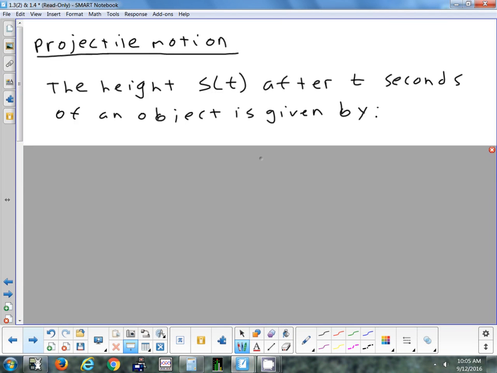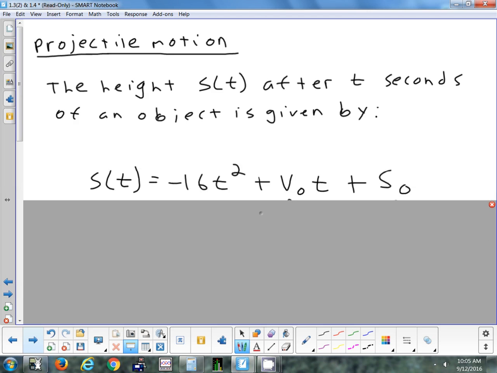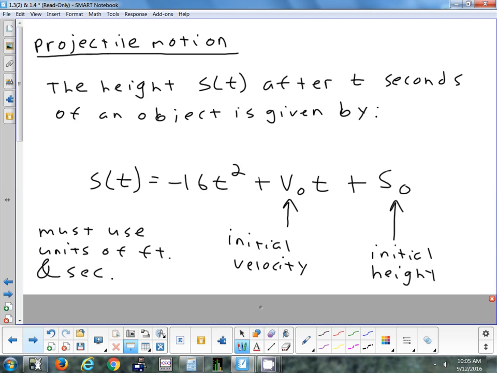Okay. All right, so this is the formula that we use for projectile motion. Okay, if you're taking physics, you'll see this formula. This negative 16 might be a different number in physics. It depends on the units you use. We use feet and seconds. A lot of times in physics, you use meters, not feet. Okay, but if we're using feet, that's our equation.